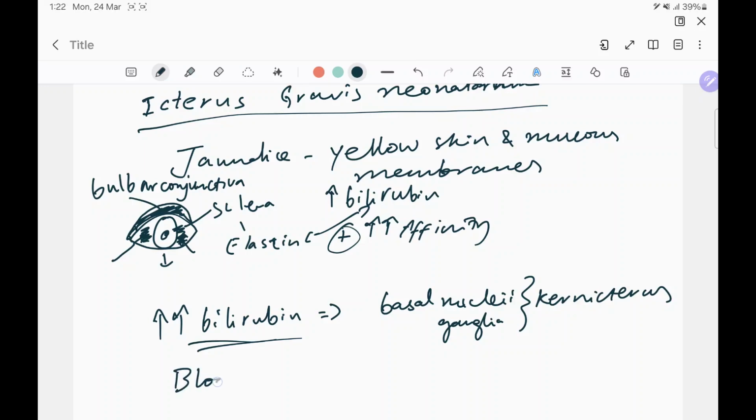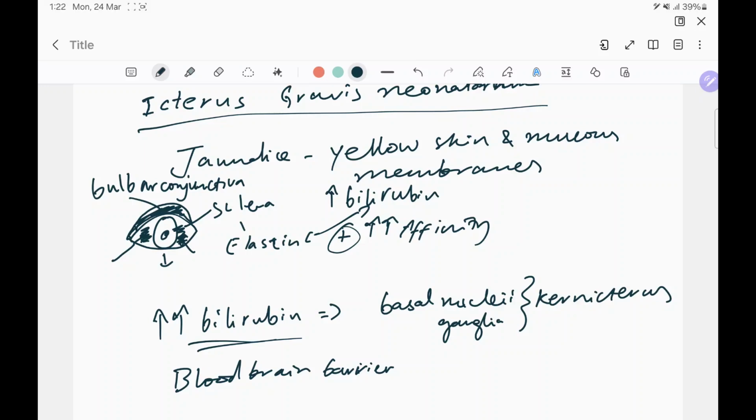So the blood-brain barrier is a barrier made by these tight junctions that exist in the cells around the blood vessels of the brain, which we'll speak about later. Okay, and because the baby's liver is not mature enough to deal with a lot of bilirubin, a lot of the waste products we have are dealt with by the mother's liver itself.